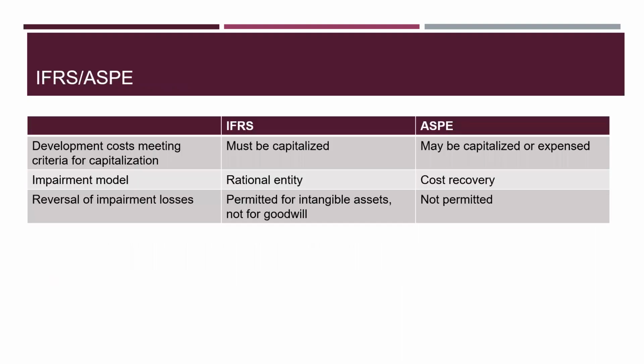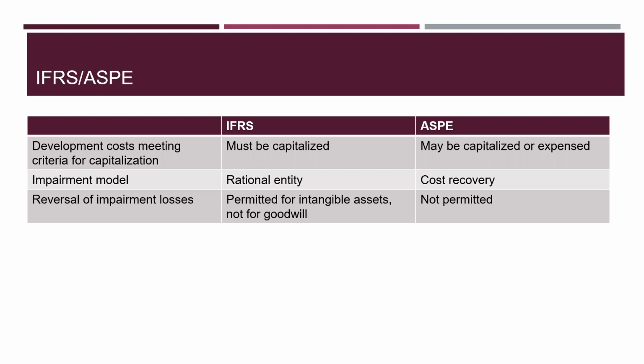And finally, the differences between IFRS and ASPE related to our intangible assets. So the development cost criteria under IFRS, once those 6 criteria are met, we have to capitalize the cost under IFRS. ASPE gives us the ability to either capitalize or expense even after the criteria have been met.